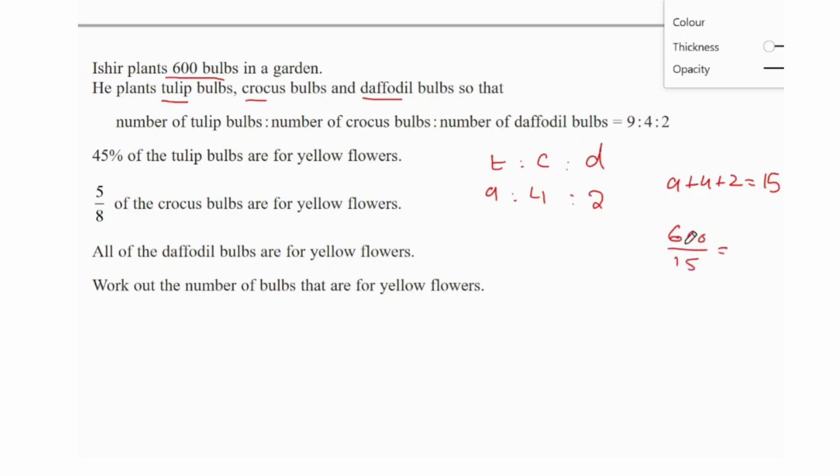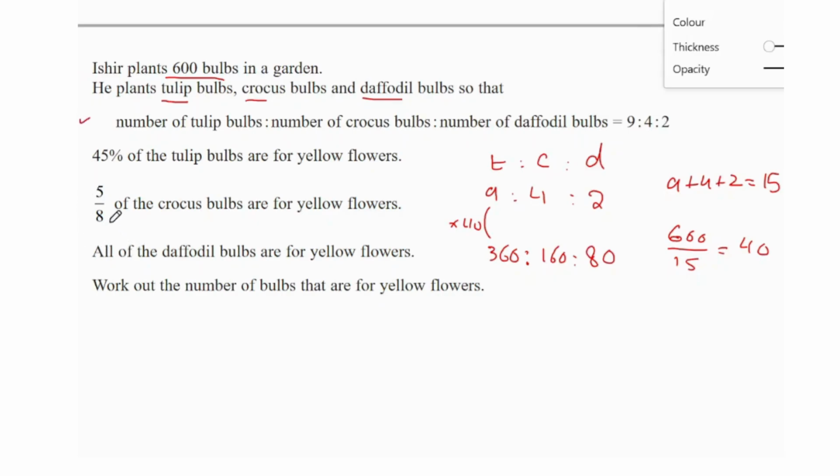One part: 15 goes into 600, 40 times, so each part is 40. If we multiply everything by 40, we will get 360. We are multiplying every number by 40. So 4 times 40 is 160, and 40 times 2 is 80. So these are the tulip bulbs, crocus bulbs, and daffodil bulbs, in this ratio. Okay, we're done up to here.